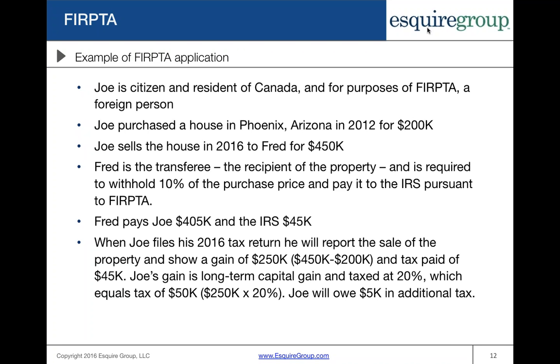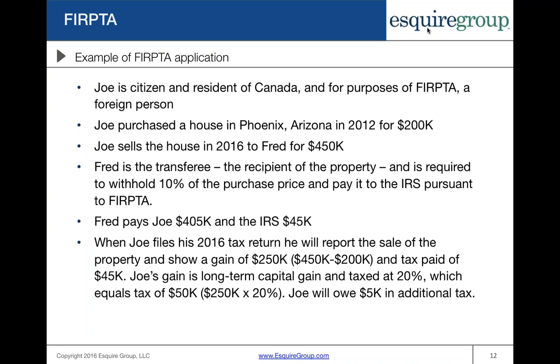Now, you could also switch this example around, and let's say, for example, that Joe were to sell the house in 2016 for $350,000. Well, in that instance, you would only have $35,000 of FIRPTA withholding paid by Fred on Joe's behalf to the IRS. So the gain on that transaction would be $150,000. He paid $200,000, he sold it for $350,000. You have a gain of $150,000. There's 20% tax on that, so the tax is $30,000. There was $35,000 of FIRPTA withholding. So when Joe files his tax return, he's going to receive a refund of $5,000.